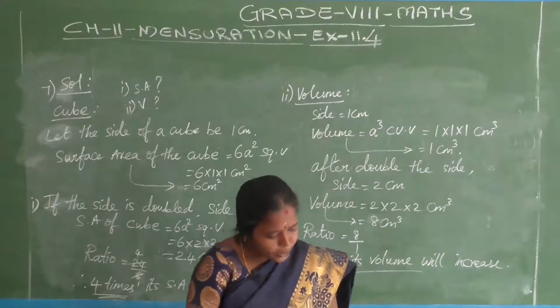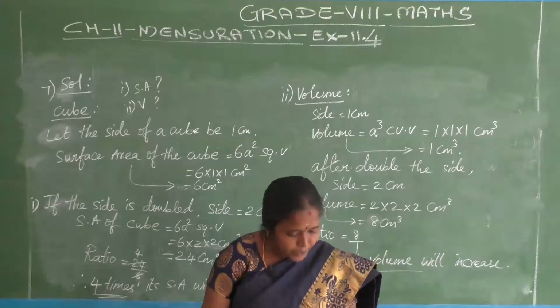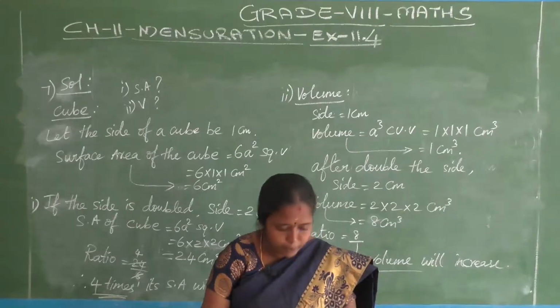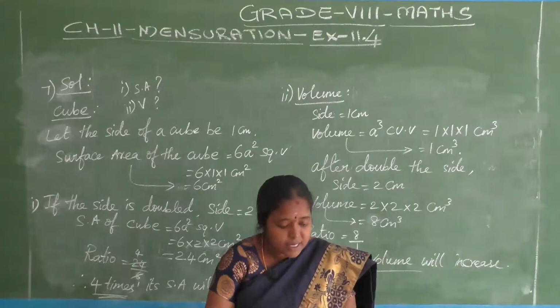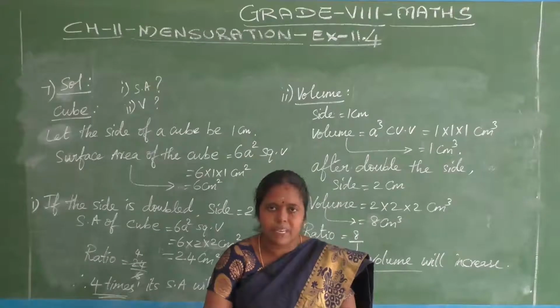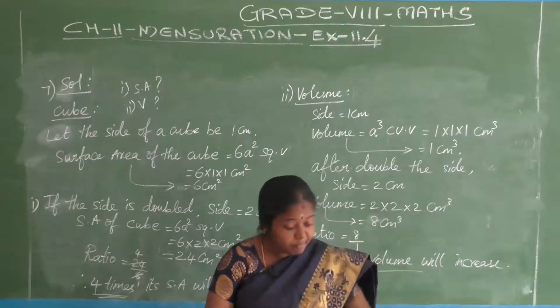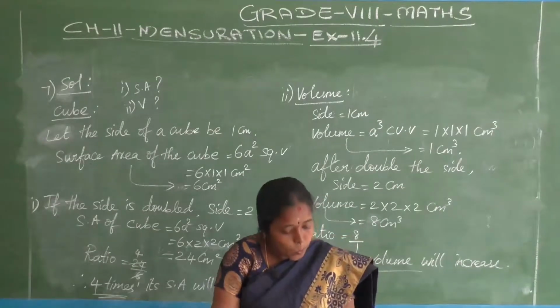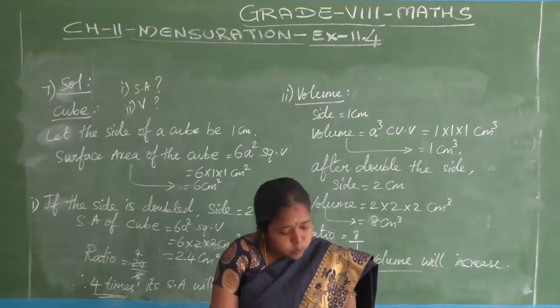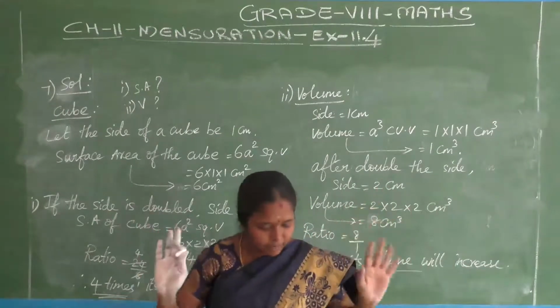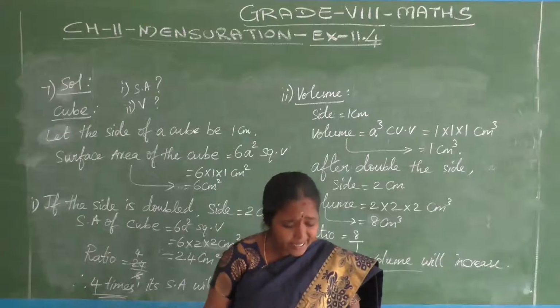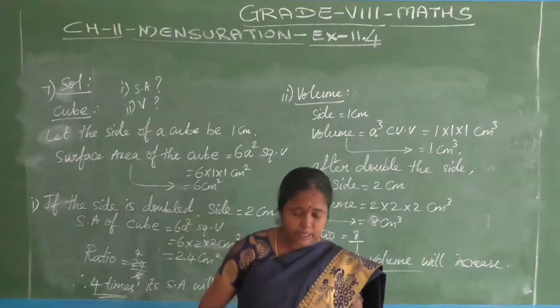Okay, the last question in this exercise. Water is pouring into a cuboidal reservoir at the rate of 60 liters per minute. If the volume of the reservoir is 108 meter cube, find the number of hours it will take to fill the reservoir. Actually what is given? What we have to find out? Water is pouring into the cuboidal reservoir. So a cuboidal tank is given, a reservoir, at the rate of 60 liters.